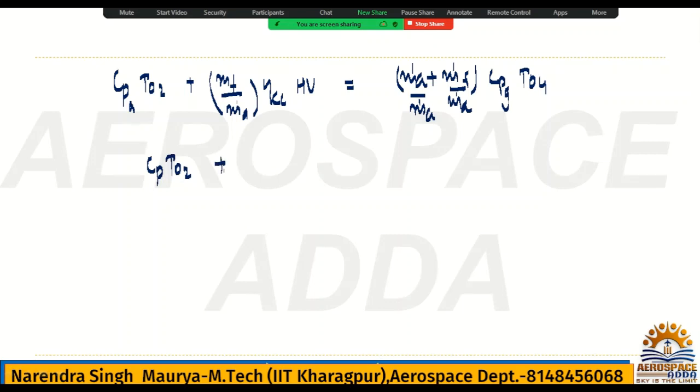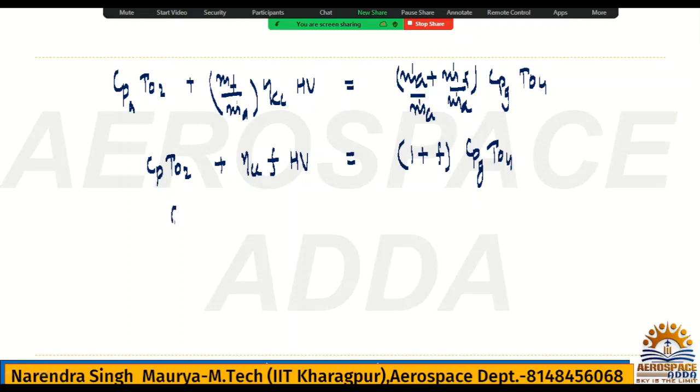After solving, you may get Cp T02 plus m dot f by m dot a, which is nothing but the fuel air ratio, small f, times eta cc HV, equals 1 plus small f into Cp of gas into T naught 4. I also explained this in the turbojet engine. Okay, this is the value. So here it's very easy for you to get the value of small f.